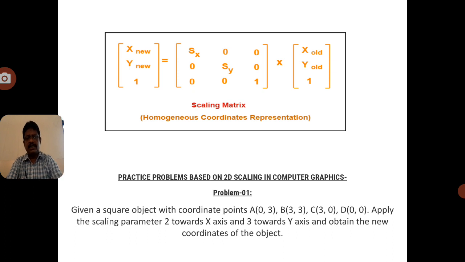So here some of the data is given. Clearly the square object has four points, A, B, C, D, with the coordinates (0, 3), (3, 3), (3, 0) and (0, 0). Now we are going to apply the scaling factor towards the x-axis, Sx equals 2, and towards the y-axis, Sy equals 3.